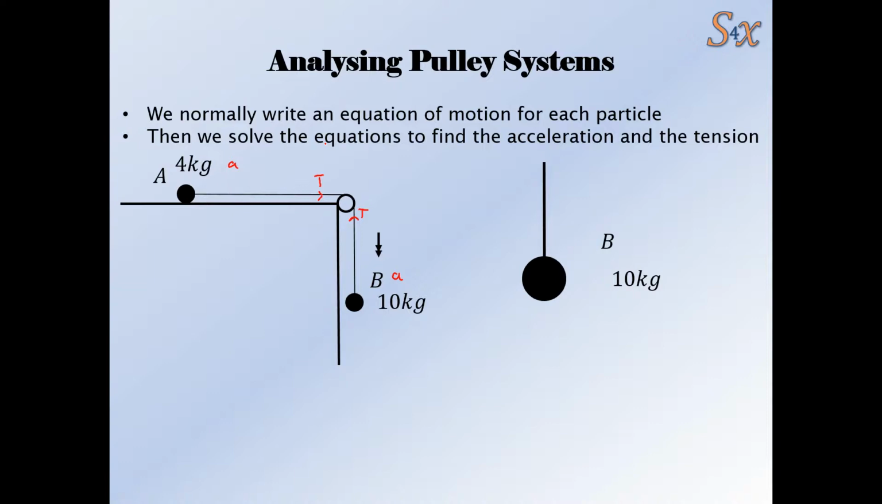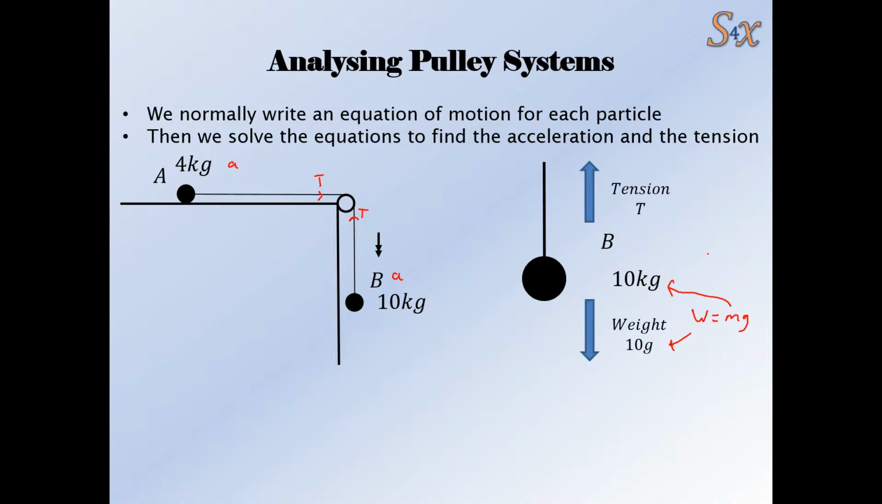Let's have a look at particle B first. So there's tension acting upwards on it, and weight acting downwards. Now this 10g, remember that weight is mass times gravity. It's got a mass of 10 kilos. So I've just written 10g for the weight.